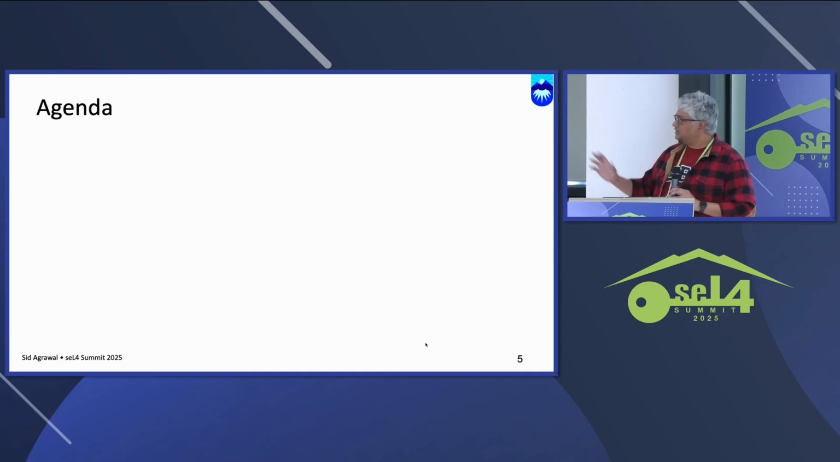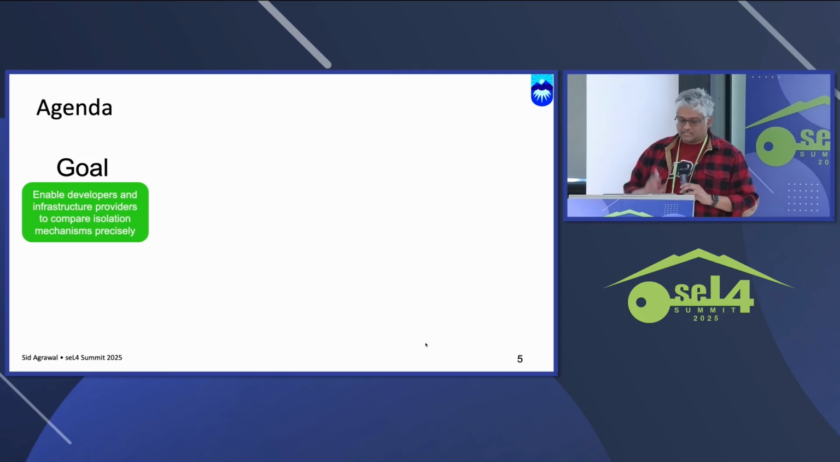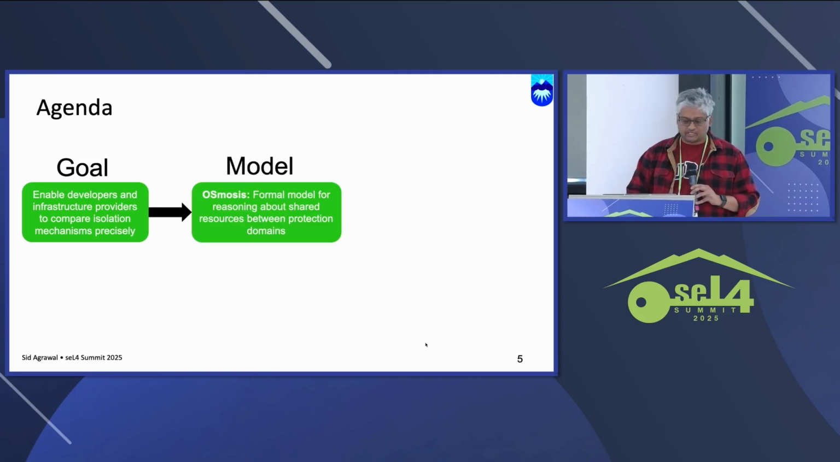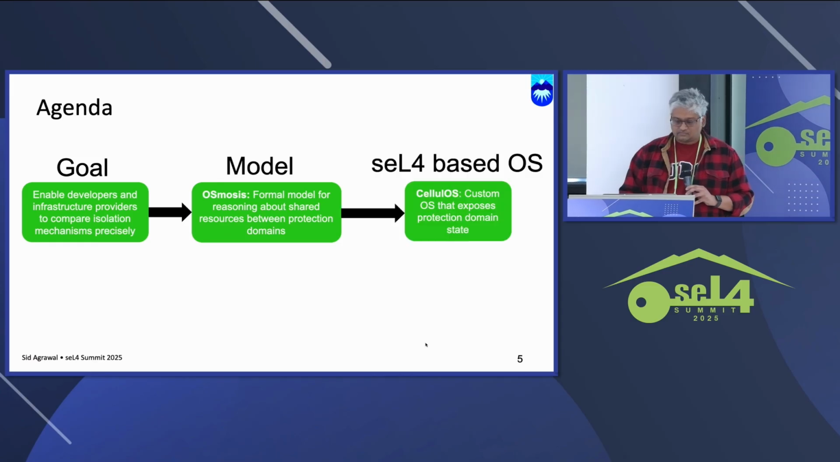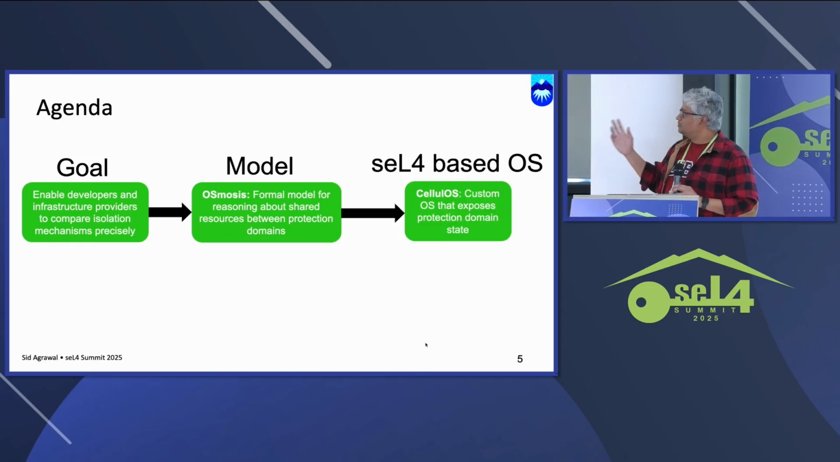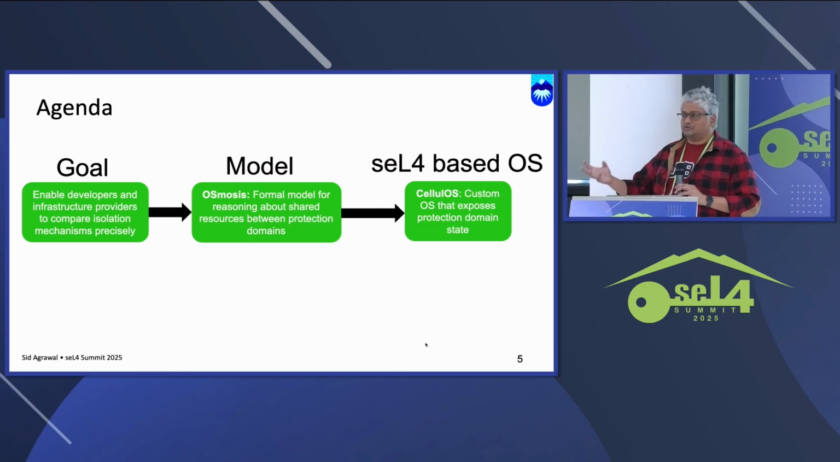So this brings us to the agenda for today. I just went over the goal, which is to enable developers to compare isolation mechanisms. We built a model called Osmosis to allow formal reasoning to do this. And we built a seL4-based operating system called CellulOS, which exposes the protection domain state to get the Osmosis state out of the system to enable the comparison.